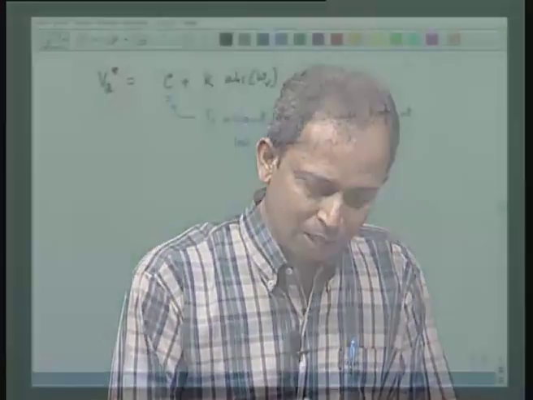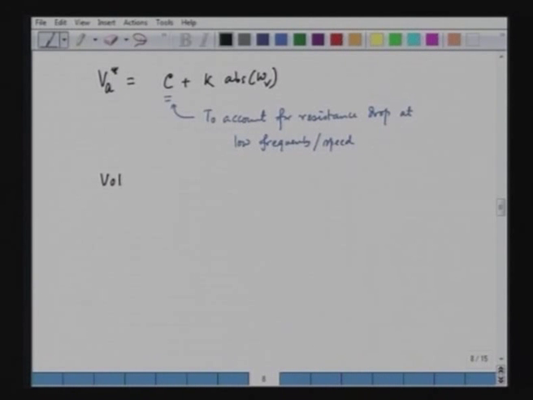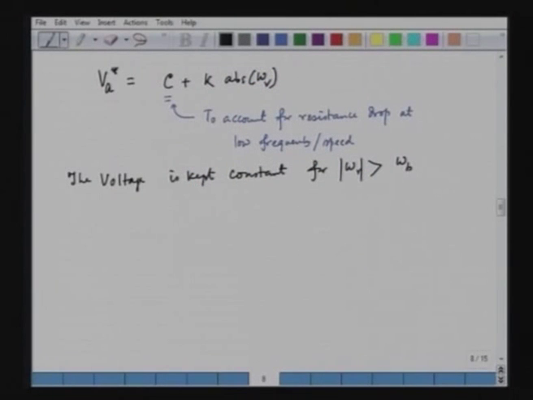So, we can say that the voltage is kept constant for omega r higher than omega b. We can say omega r modulus, as it can also be a negative speed. For omega r higher than omega b, the voltage is kept constant. So, this is actually the structure here.